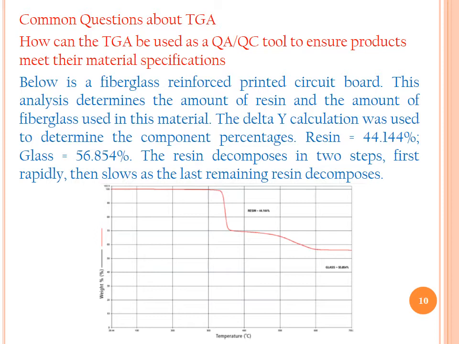There is a drop in the percentage of the material, meaning the fiberglass material, then it decreases a bit after 370 degrees centigrade, up to 56.85% at the temperature of 700. That can be easily seen from the graph. Then the resin decomposed in two steps. First rapidly, then slowly as the last remaining resin decomposes, at 700 degrees centigrade.